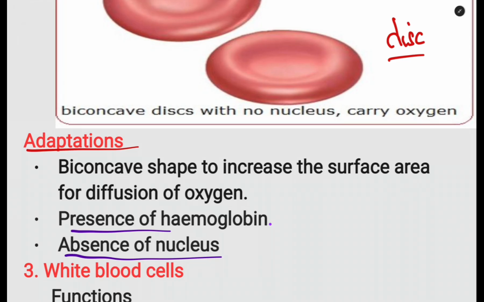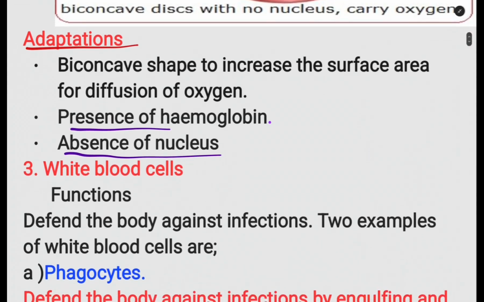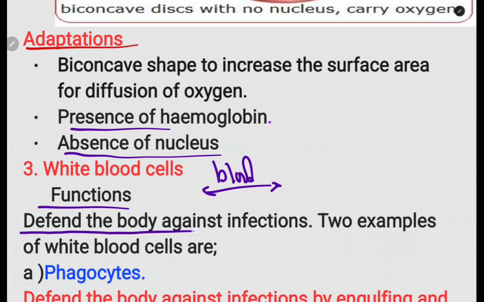If you have a question, you should drop it so that we can discuss it. Otherwise, we can proceed to the next one, which is white blood cells. White blood cells are specialized cells. Where are they found? Also found in blood. They make up the solid part of blood. What are the functions of white blood cells? Generally, white blood cells defend the body against infection.